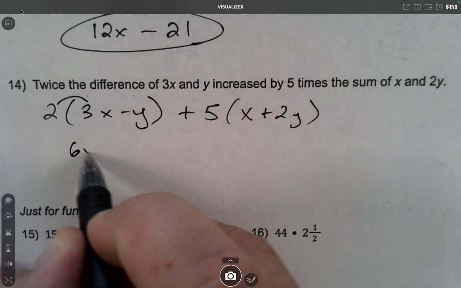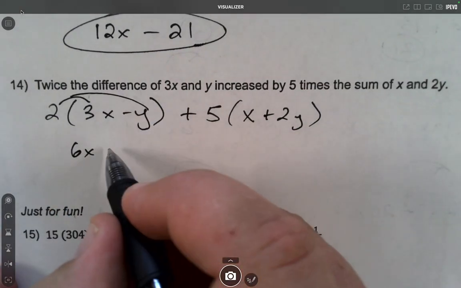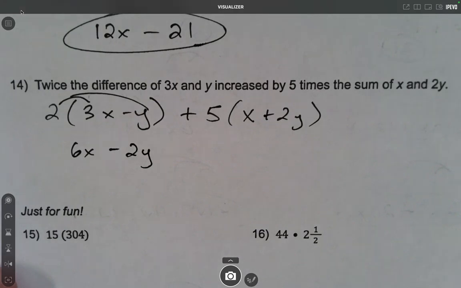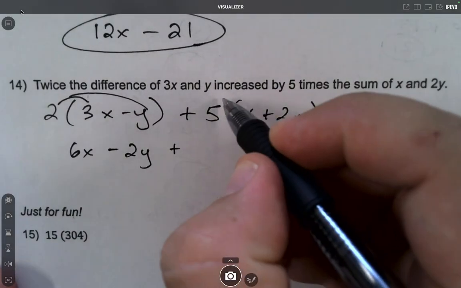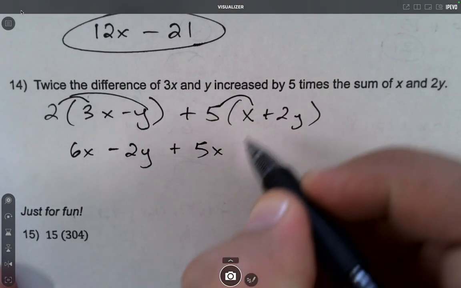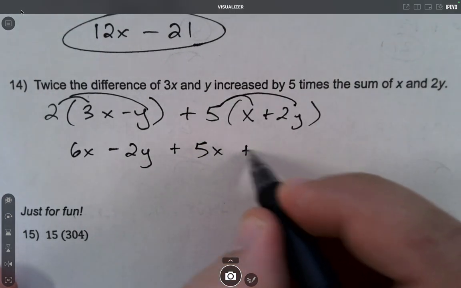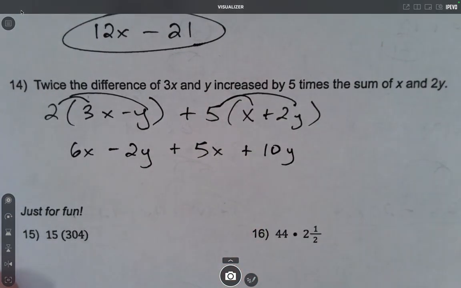2 times 3x is 6x. 2 times y is 2y. Plus 5 times x plus 5 times 2y is 10y. But we're not finished yet this time because we have some like terms we can combine.